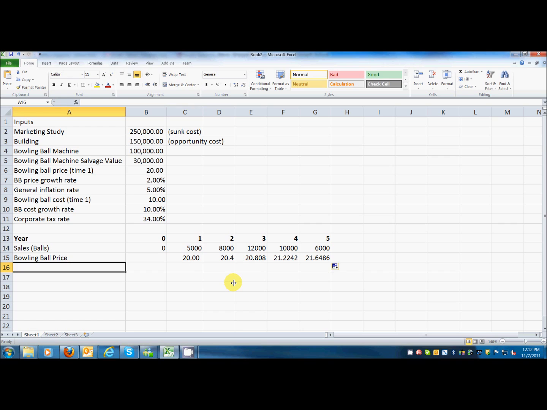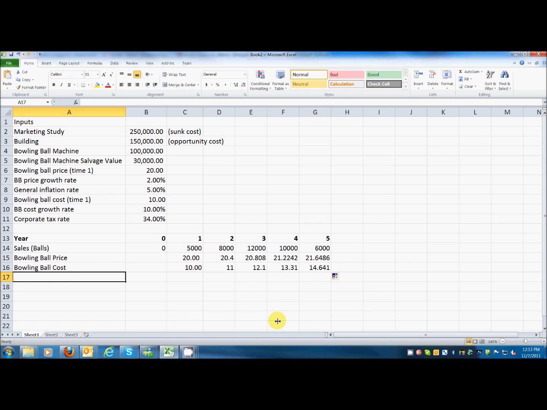Okay, next we can also figure out bowling ball cost. Once again, we're going to reference that time one. There we go. And the next one is going to be equal to the prior one multiplied by 1 plus, okay, what's our growth rate here? 10%. Oh, wait a minute, that's not right. Yeah, there it is. And now I hit F4 to fix that cell reference, and I can drag that across.